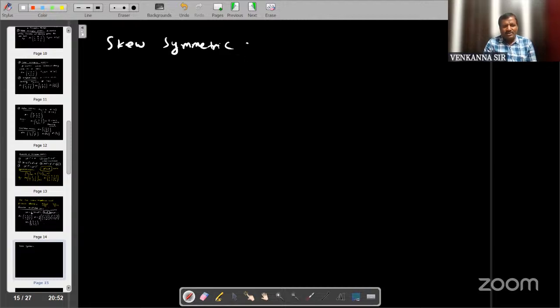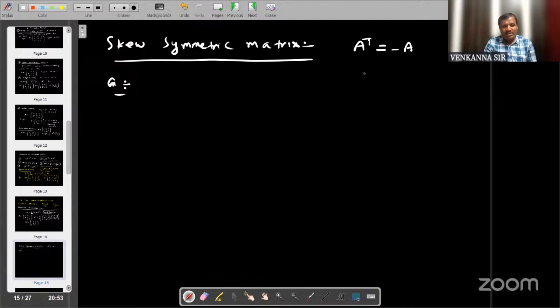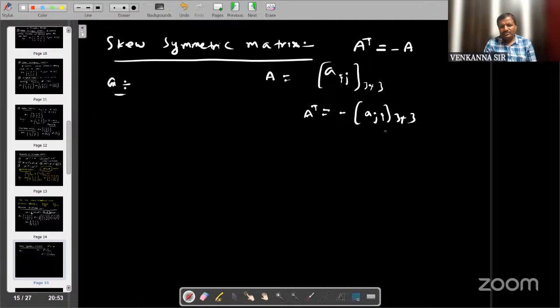Skew symmetric matrix. The condition for a skew symmetric matrix is A transpose equals minus A. Another way to write it: if A is a 3 by 3 matrix with entries Aij, then A transpose has entries Aji, so Aij equals minus Aji. That is, A transpose equals minus A.